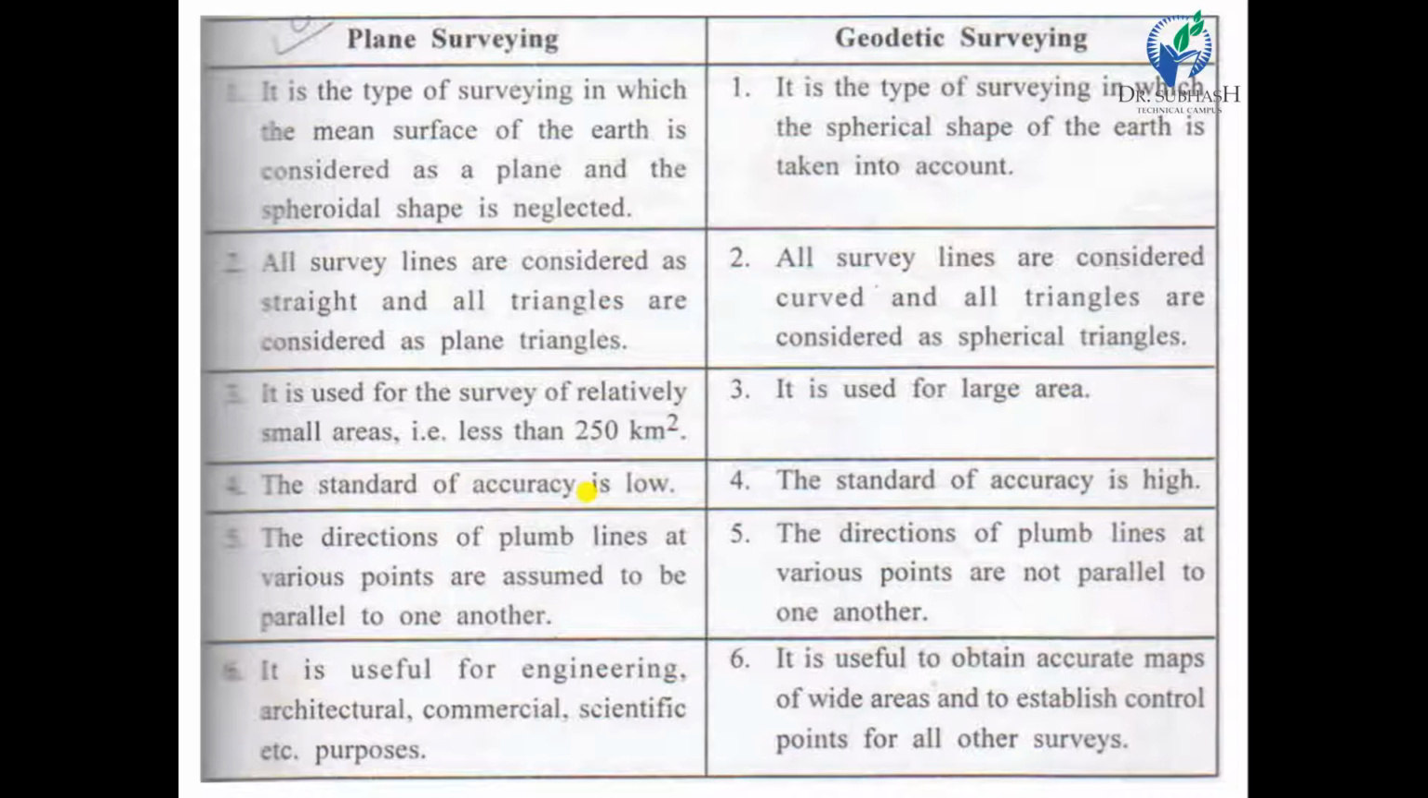The standard of accuracy is low in plane surveying, while in geodetic surveying the standard of accuracy is higher. In plane surveying, the direction of the plumb line at various points is assumed to be parallel, while in geodetic surveying the directions of the plumb lines at various points are not parallel to one another. Plane surveying is useful for engineering purposes, while geodetic surveying is useful for accurate mapping of wide areas and control points for all other surveys.